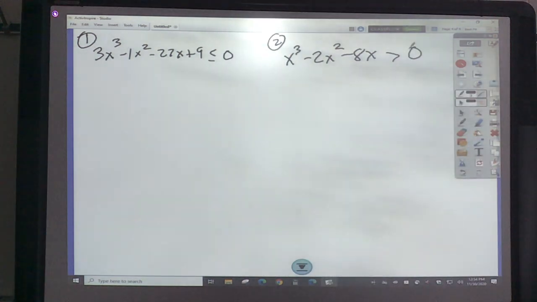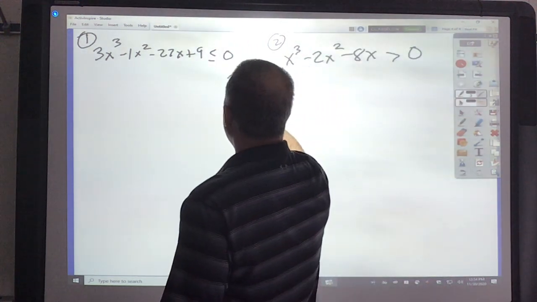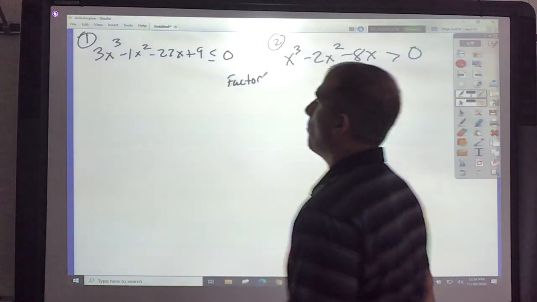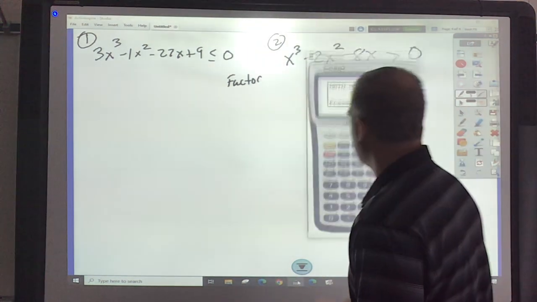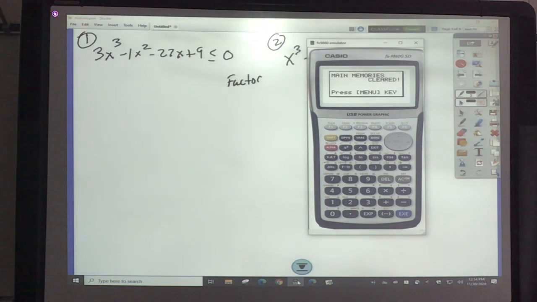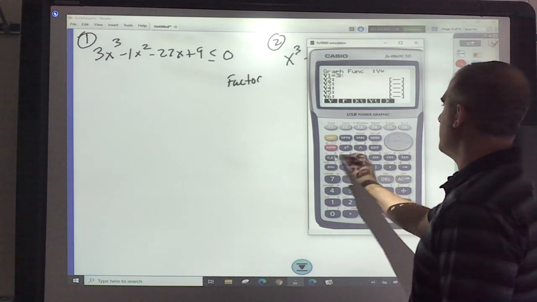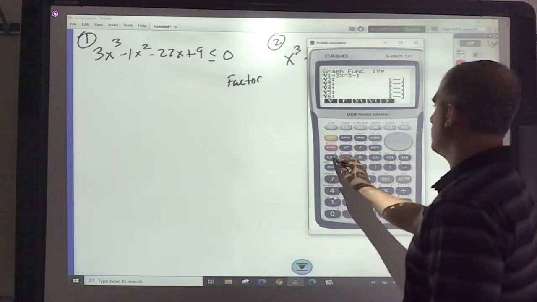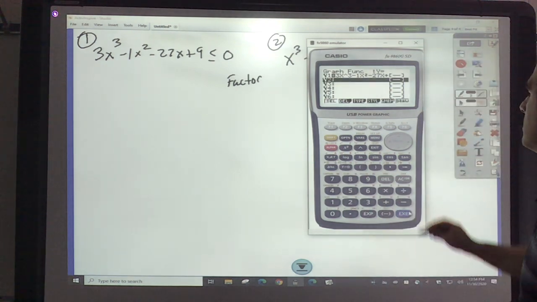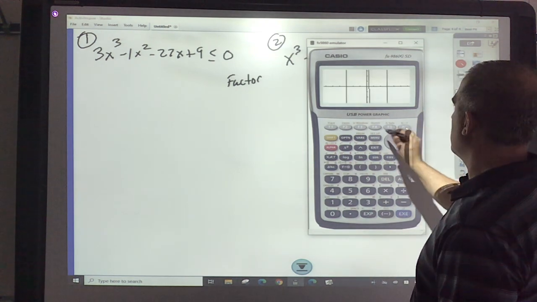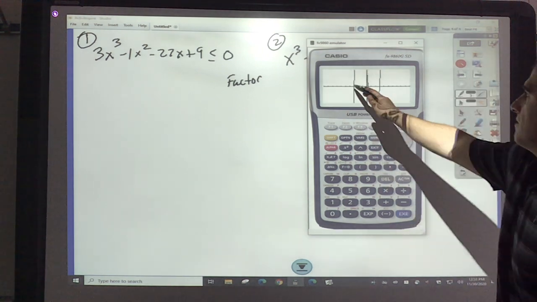Okay? All right? Now, what you want to do is you want to factor this. Now, I'm going to give you the freedom to factor it any way you want. All right? Now, what you can do is find the solutions to this. So what I would do, we graphed 3x cubed minus 1x squared minus 27x plus 9, okay? We learned that we can find the solutions.